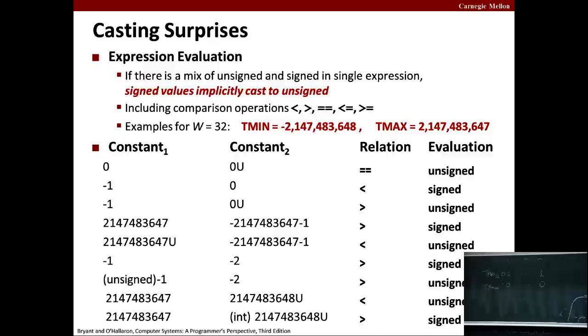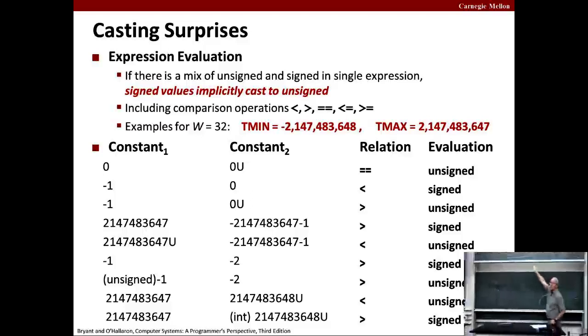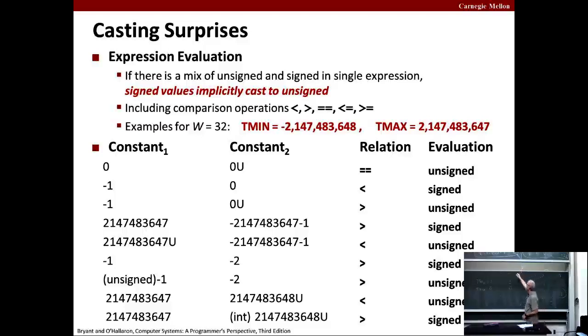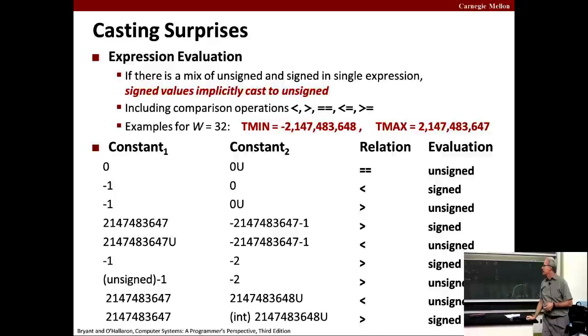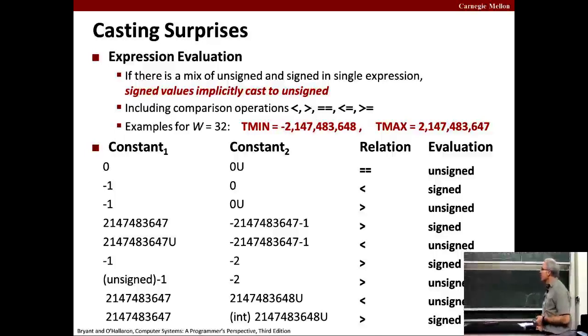And so it goes that minus 1 is greater than minus 2 if they're unsigned. Because minus 1 converts into U max. It'll be the biggest number possible. And minus 2 would be 1, 1, 1, 1, 0. So that can get fairly confusing.